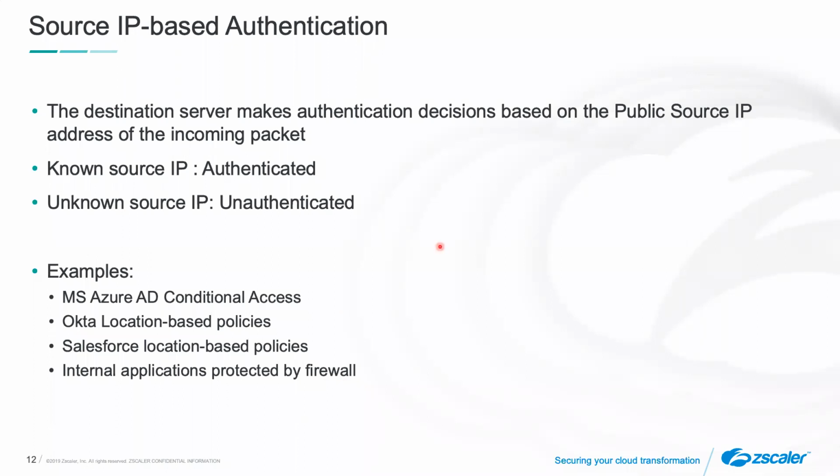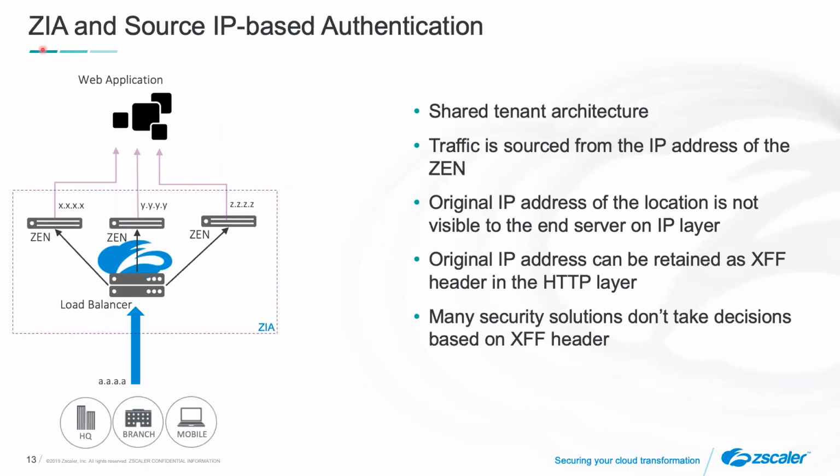And traditionally, this has always been a problem with Zscaler Internet Access. And I'll explain why Zscaler Internet Access and source IP based authentication tend to clash with each other. So the crucial thing to understand is Zscaler Internet Access is based on shared tenant architecture, which basically means that we have a pool of servers called Zscaler service edge nodes, also known as ZENs. And these servers are shared by all our customers.